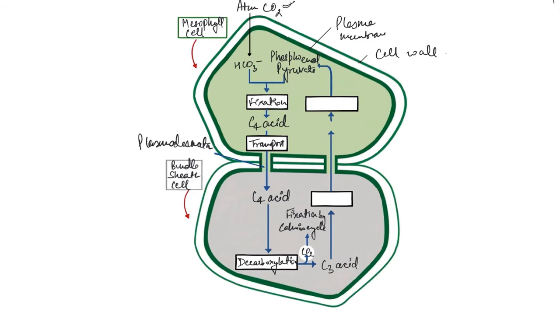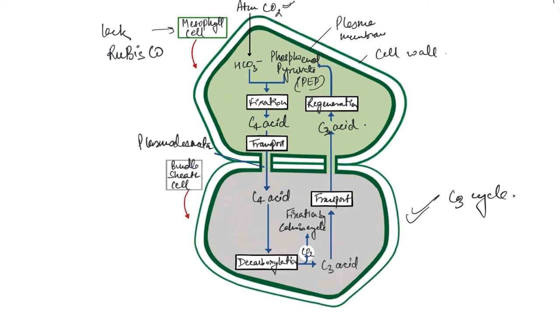And this C3 acid is again transported to the mesophyll cells, right? And it is now regenerated, right? So regeneration happens and it is regenerated into the first carbon dioxide acceptor, the primary carbon dioxide acceptor, which is phosphoenol pyruvate. And this cycle keeps on repeating. So here what is happening is that since mesophyll cells lack the Rubisco enzyme, the C3 cycle is happening in the bundle sheath cells, not in the mesophyll cells, right?